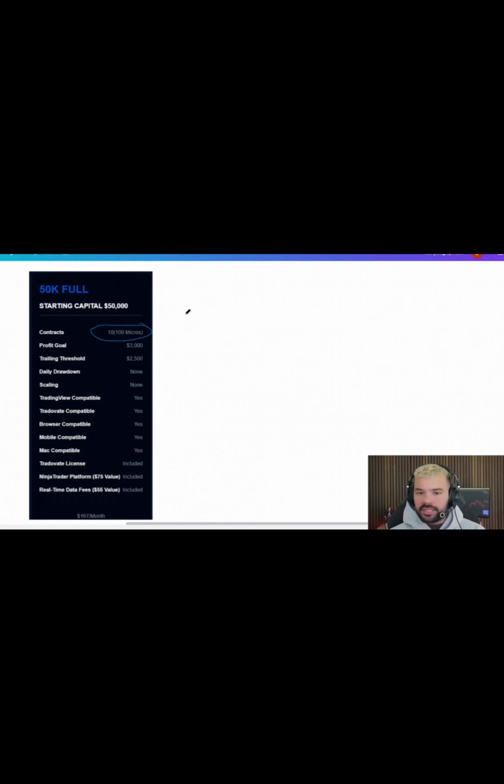First of all, you're allowed to use up to 10 mini contracts or up to 100 micro contracts. So you can scale that down to using micros, unlike a Top Step account, for example. The scaling between micros and minis is there. So 10 minis or 100 micros. You have a profit goal of 3,000 with a trailing threshold of 2,500. Your profit to drawdown here is 120%. You need to make 120% of your drawdown in order to pass. And that's as opposed to a Top Step where you're having to make 150% to pass.